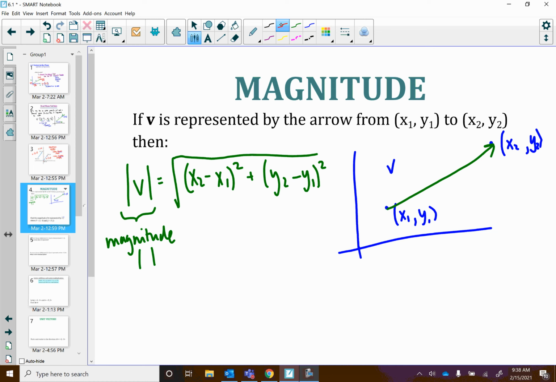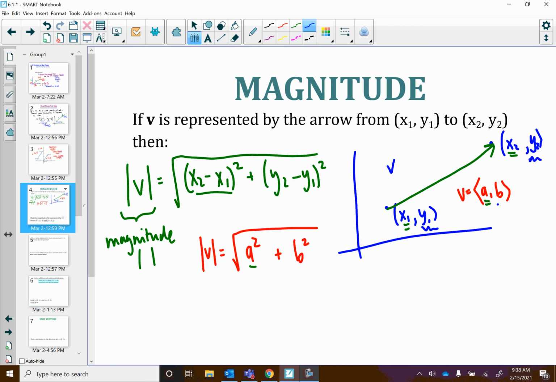But if we had the component form of this vector, ⟨a, b⟩, then the magnitude would be equal to the square root of a squared plus b squared, because a is equal to x2 minus x1, and b is equal to y2 minus y1. So these are two different formulas for magnitude, but they are really saying the exact same thing.